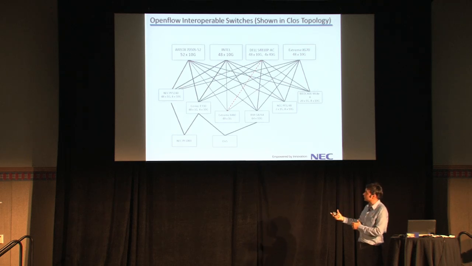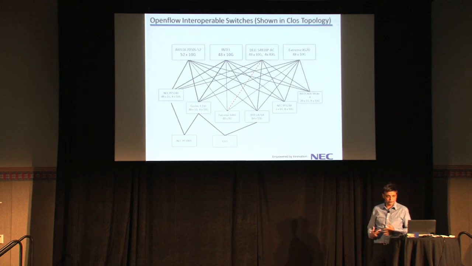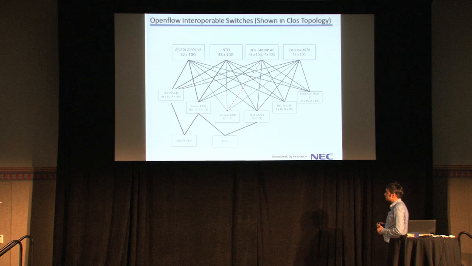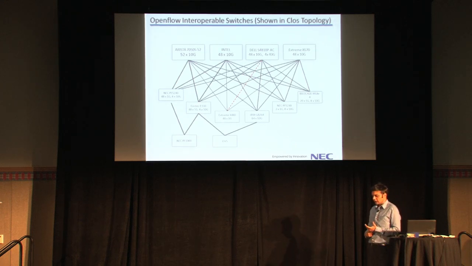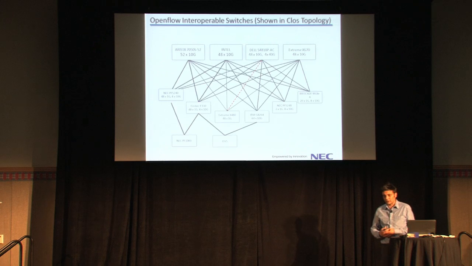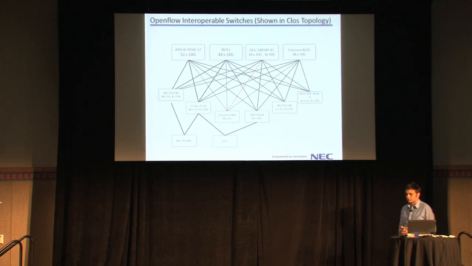Actually, this was a topology created with certain features which different switch vendors provide, like whether it's a 40G switch or 10G switch or a 1G switch, right? And then you have the opportunity to automate the entire system end-to-end, and you do not have to worry about the configuration and the optimization of the entire network, which is totally taken care of by the controller.